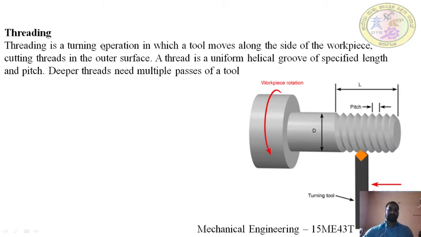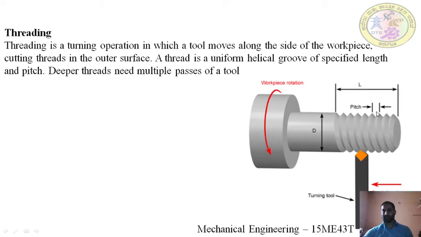Threading is a turning operation, but to produce a helical groove on the workpiece, cutting threads on the outer surface. A thread is a uniform helical groove of specified length and pitch. Deeper threads need multiple passes of the tool. So in order to get a deeper thread, it is not performed by a single pass. You need to pass the tool 2-3 times in order to get the deeper thread.